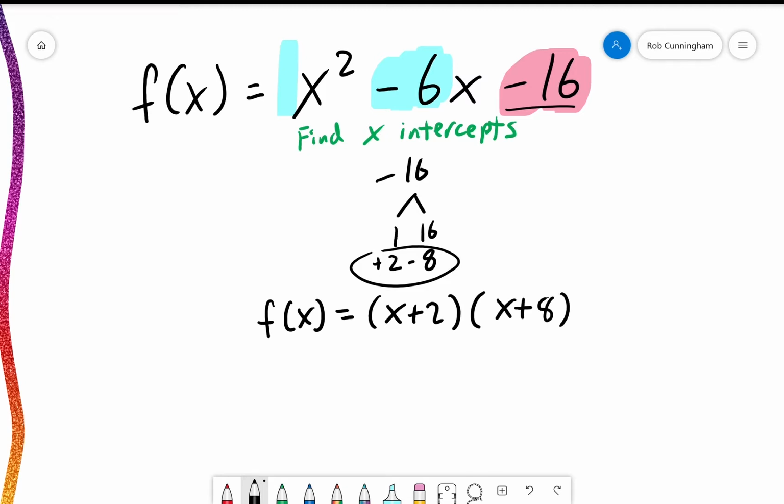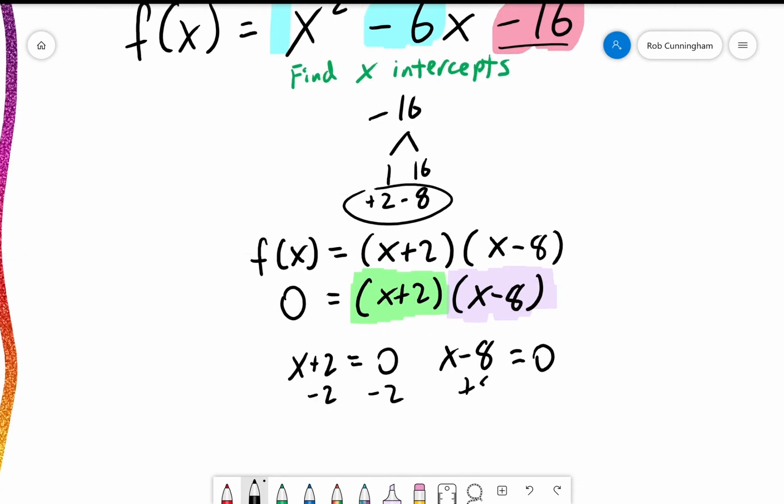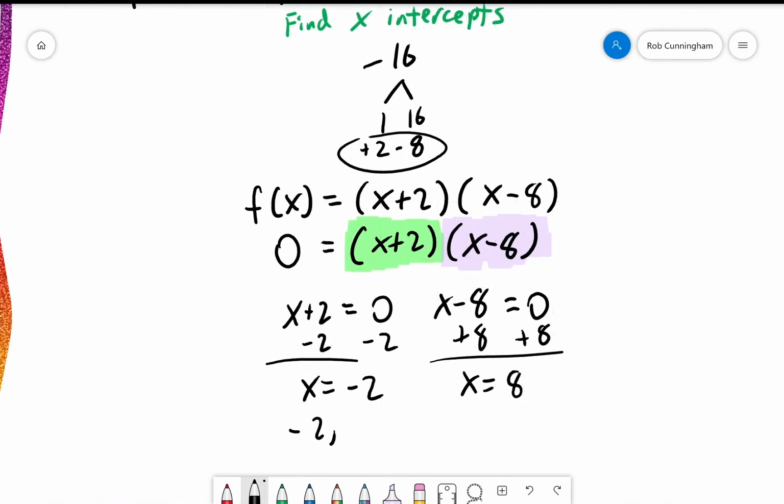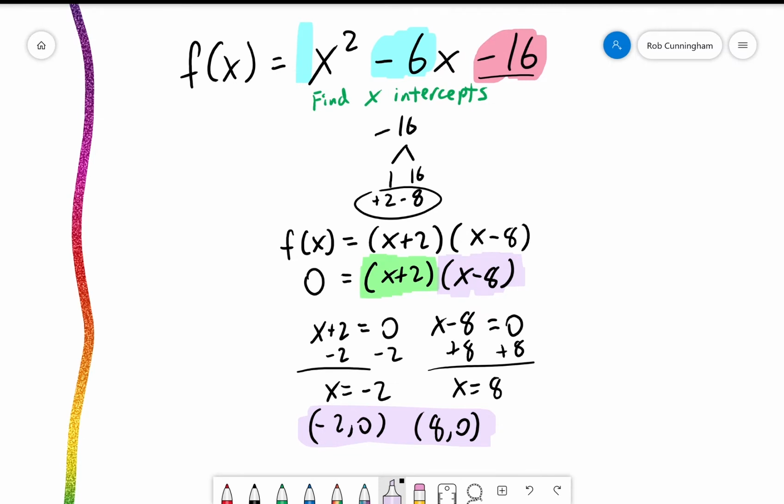And again, you could absolutely double check and make sure that you did this right, and in fact I didn't do it right. You can absolutely double check by multiplying them together using FOIL or distribution, and check to see that it comes back to what it was supposed to be. And again, because we have two factors that are multiplied together to make 0, we're going to set each one equal to 0. So our two x-intercepts are -2, 0, and 8, 0. Let's do one more example, and then we'll end the video.